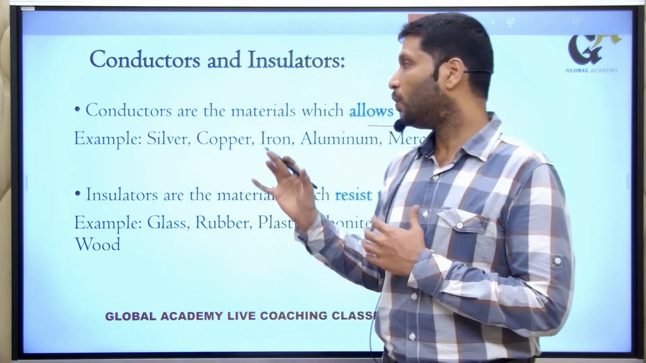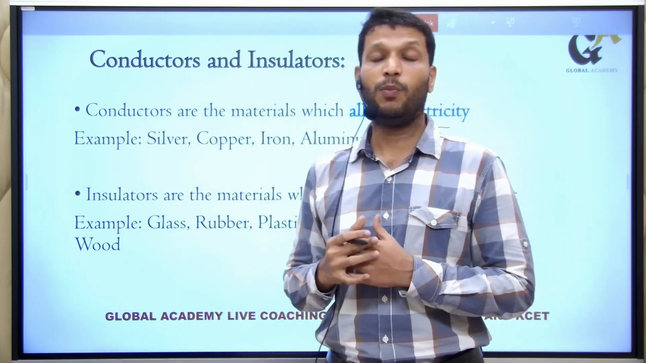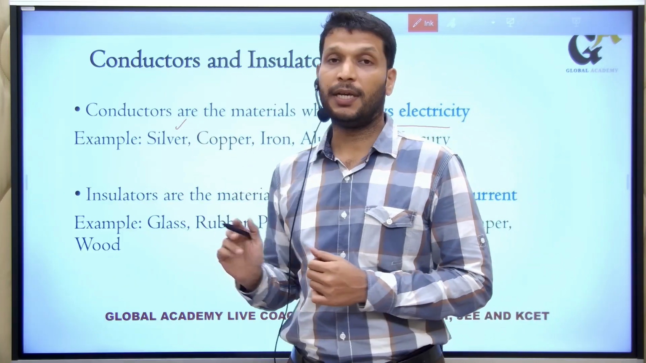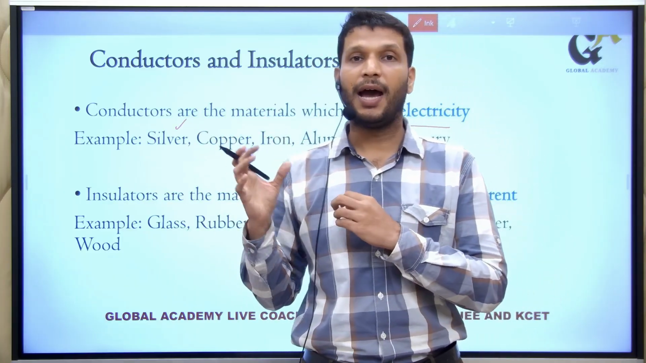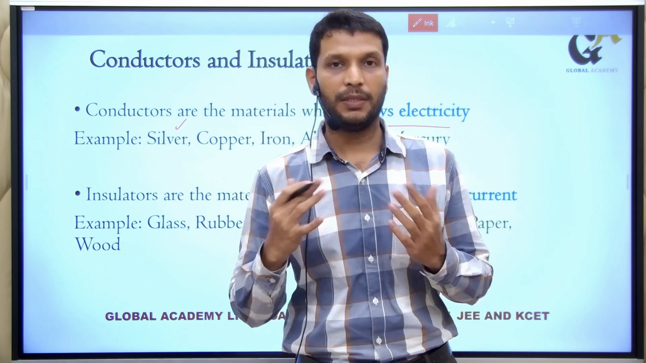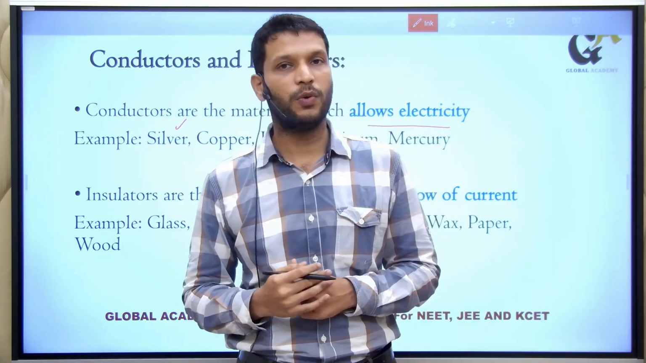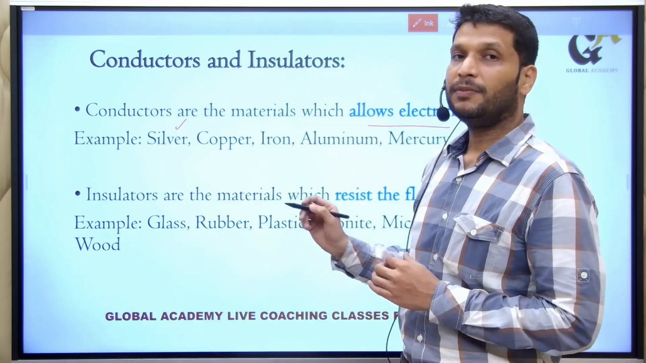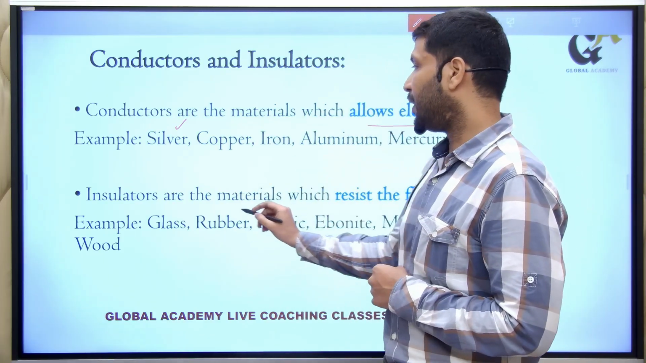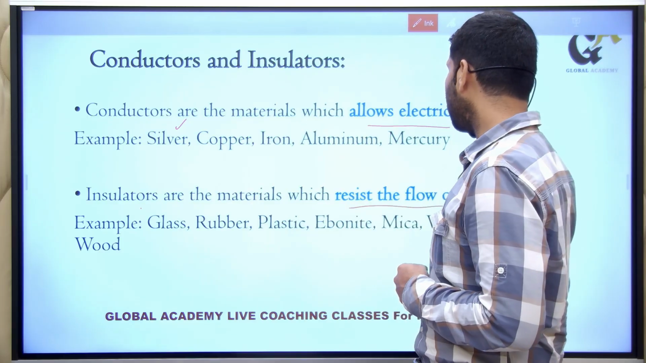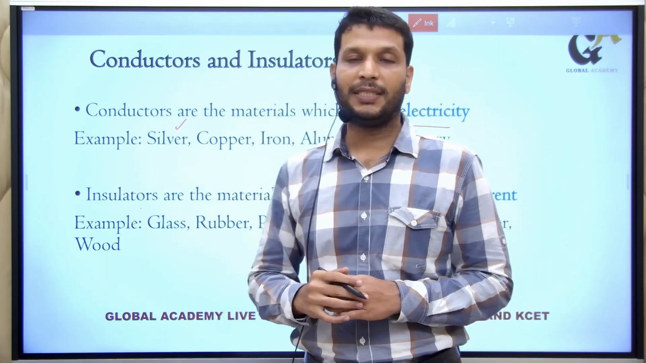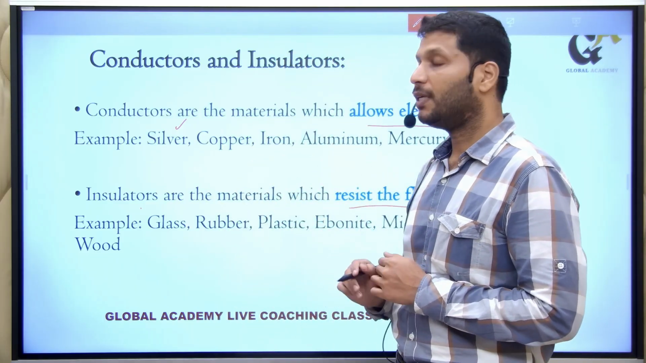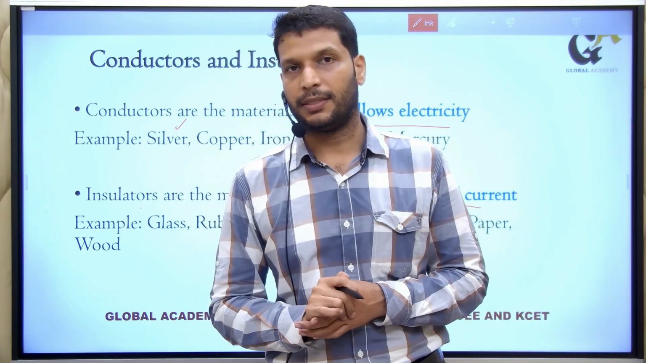For example, silver, copper, iron, almost all metals are examples of conductors. Silver is a good conductor, so it conducts very high electricity through it. However, if you consider the human body, that is also a good conductor of electricity. In the case of insulators, which resist the flow of electricity, insulators are those materials which resist the flow of current. Examples of insulators are glass, rubber, or plastic. All these are examples of insulators.